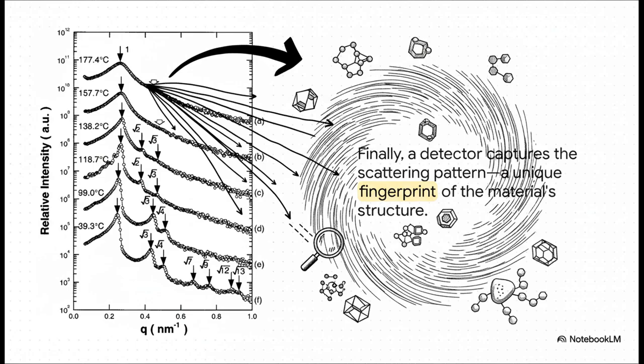Okay, so finally, that superfine beam hits our sample. The X-rays bounce, or scatter, off the structures inside, and a detector on the other side captures the pattern that they make. Now, this pattern isn't just random noise. It's a unique fingerprint of the material's inner world. And by analyzing it, scientists can work backwards to map out that entire invisible architecture.